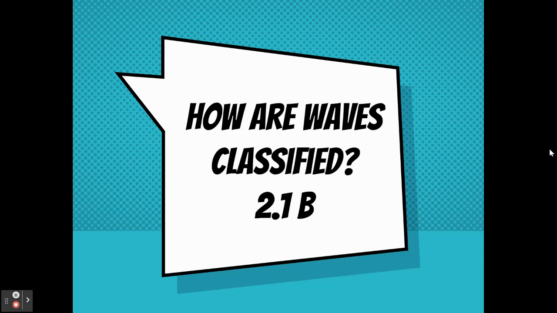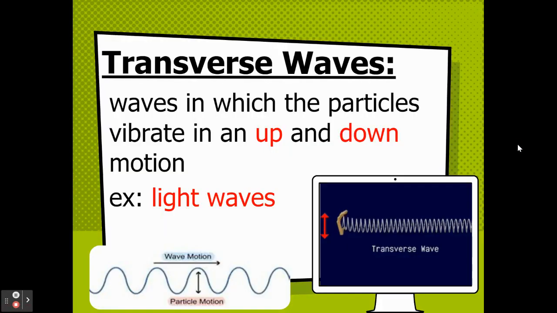Continuing with your 2.1 notes, we're on 2.1b, how are waves classified? So transverse waves. These are waves in which the particles vibrate in an up and down motion. For example, light waves are an example of transverse waves. You can see in this video here that it is moving up and down. It creates like an S shape.